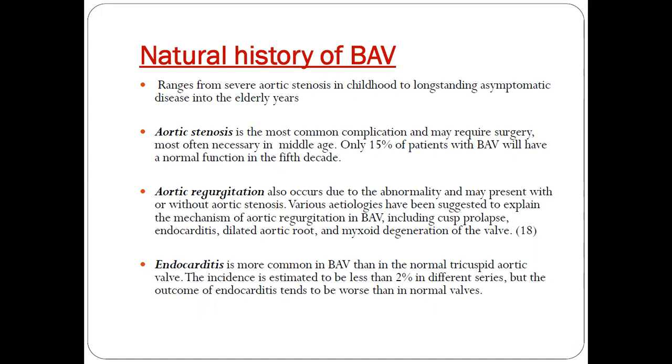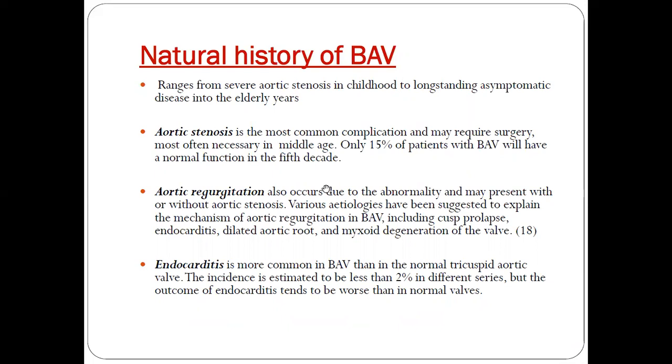Aortic regurgitation also occurs due to the abnormality and may occur with or without aortic stenosis. Various etiologies have been suggested to explain the mechanism of aortic regurgitation in bicuspid aortic valve, including cusp prolapse, endocarditis, dilated aortic root, and myxoid degeneration of the aortic valve.